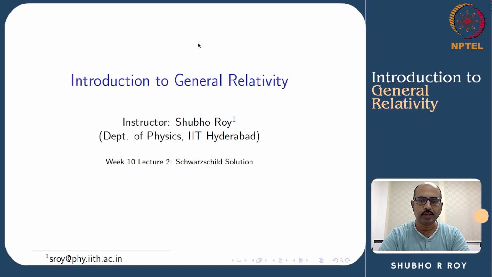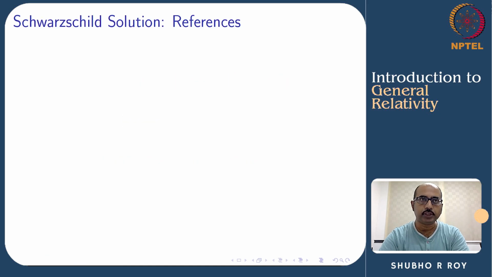Hello and welcome to the second lecture of week 10 of the course Introduction to General Relativity. In this lecture, we will work out the Schwarzschild solution, which is the first ever non-trivial exact solution written down for the fully nonlinear Einstein field equation, no approximations, and represents the gravitational field or space-time metric outside a spherical distribution of matter energy. As for references for this lecture, I will cite the following two sources.